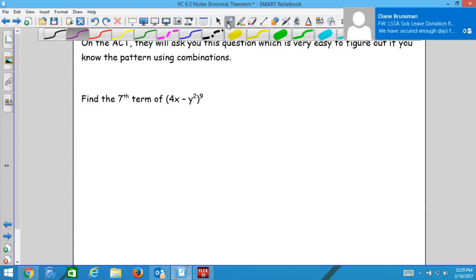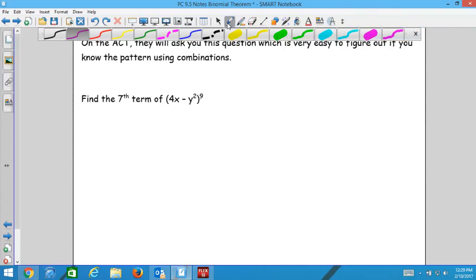So remember, there's how many terms? Oh, there's one more. There's 10 terms. So it's not actually 9 choose 7, it's 9 choose 6.